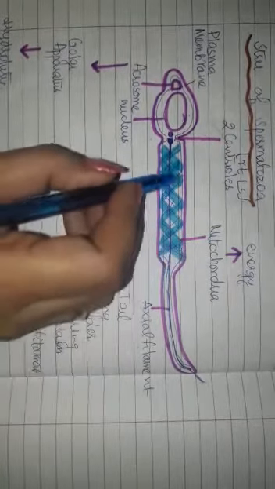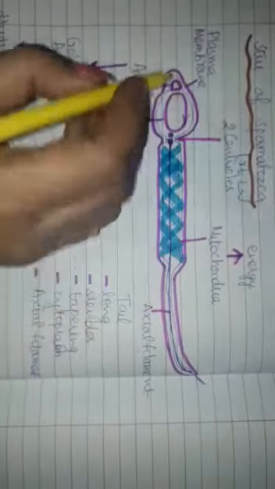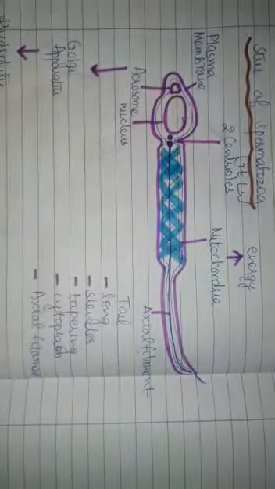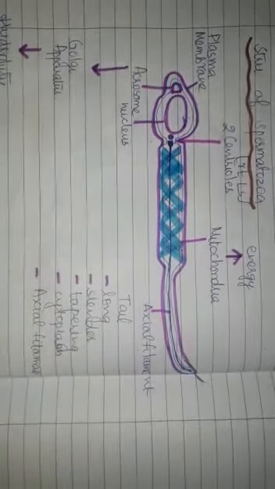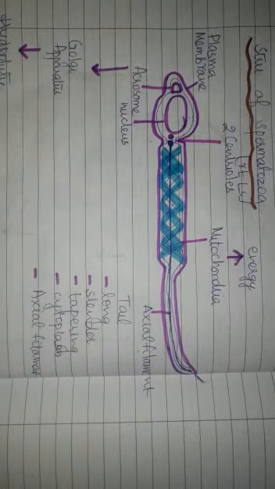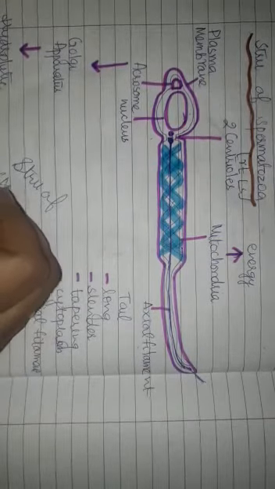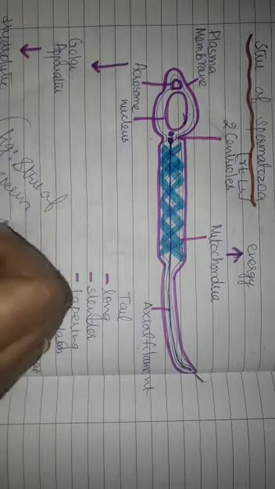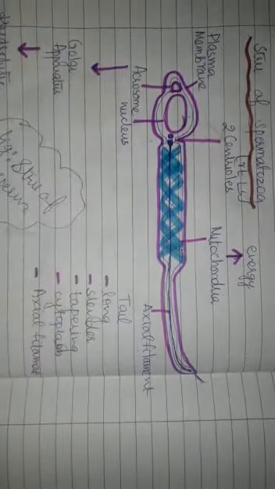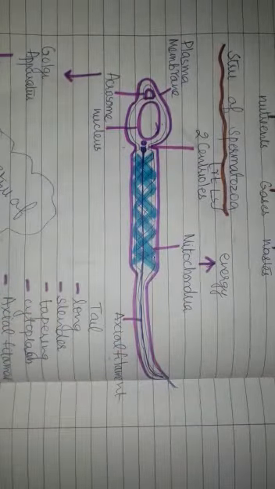The entire sperm is covered by a plasma membrane, which I have drawn in this color. This is the structure of spermatozoa or mature sperm. The figure shows the structure of the sperm, and these are the changes which take place when a spermatid is converted into sperm.